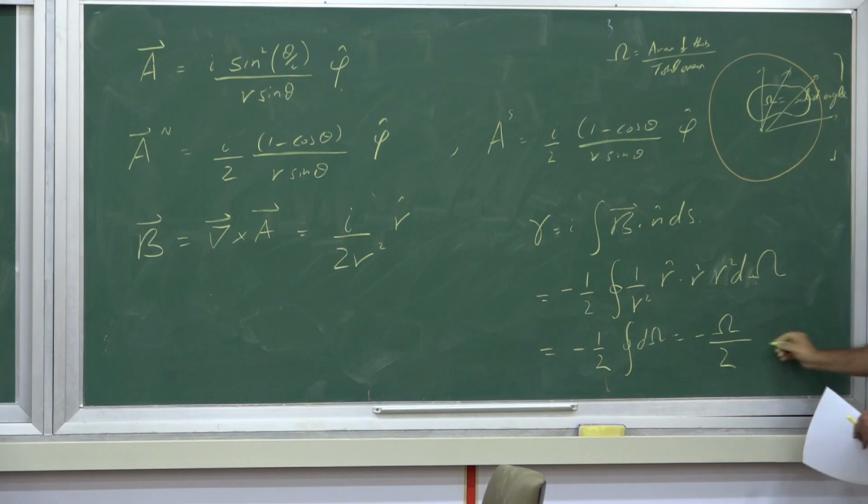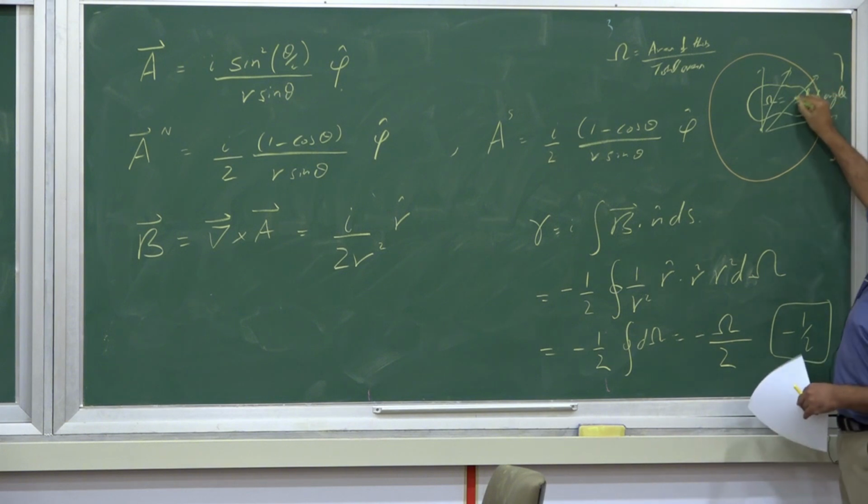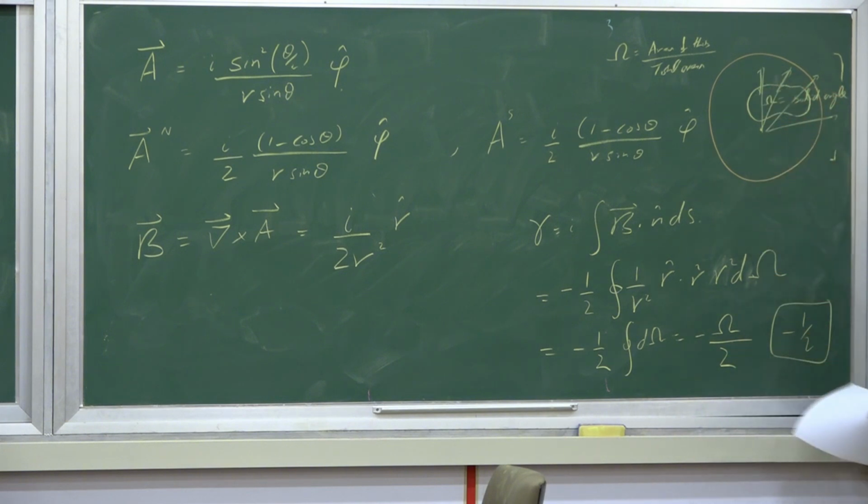And the strength of the magnetic monopole is minus half. So it probably is going in. But also important that it's properly quantized. It's not arbitrary, it's half. And actually this is also very important.